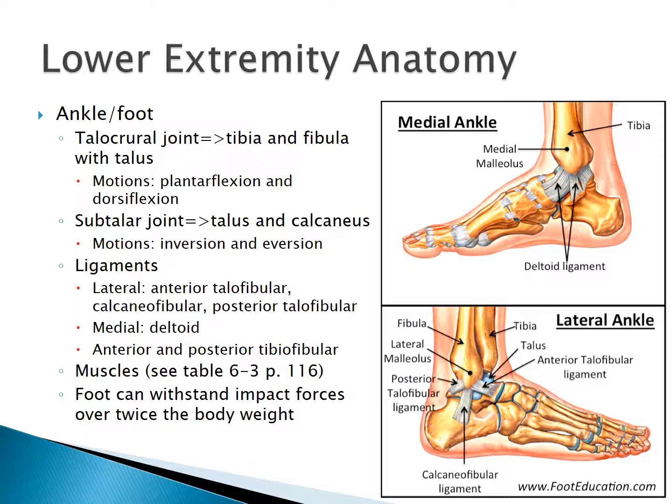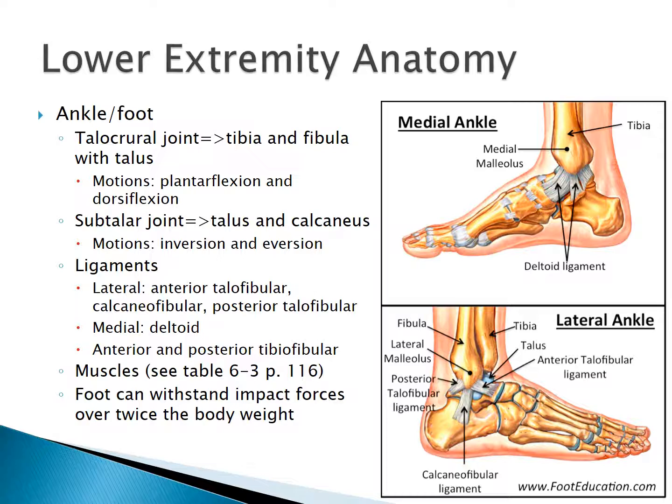The structure of the ankle is dependent upon the close proximity of the fibula and tibia to give shape to the joint. The anterior and posterior tibiofibular ligaments help hold the ends of the tibia and fibula together. The muscles that act on the ankle joint and help support the foot originate in the lower leg and cross the ankle joint. Please see Table 6-3 on page 116 for a detailed list of muscles that contribute to the movement of the ankle and foot.